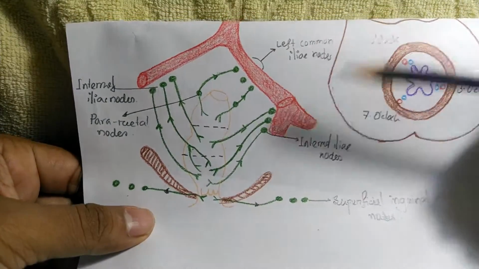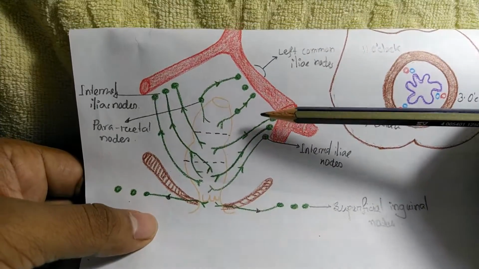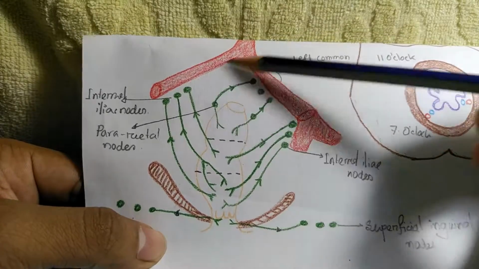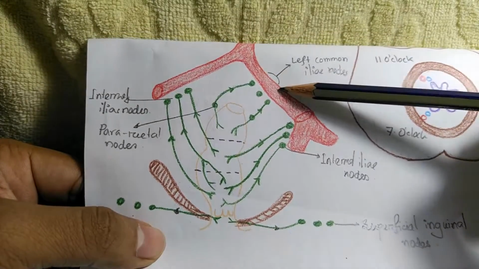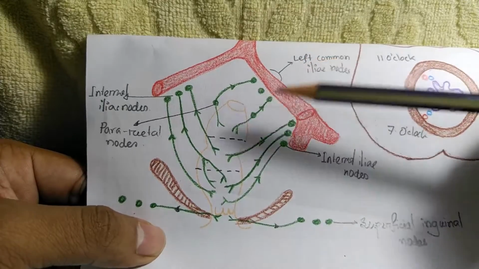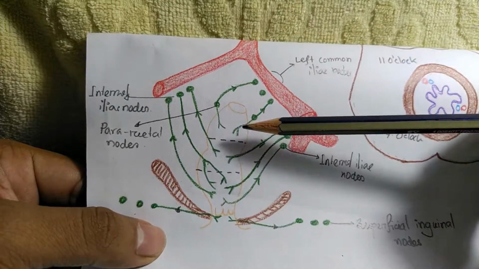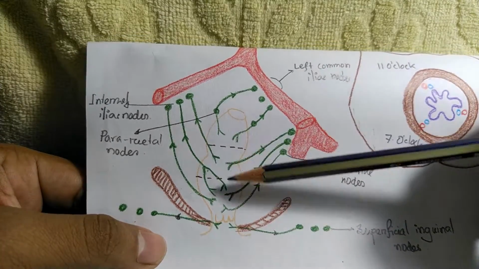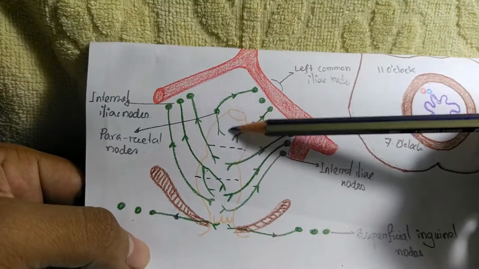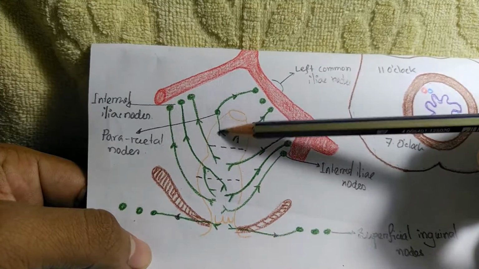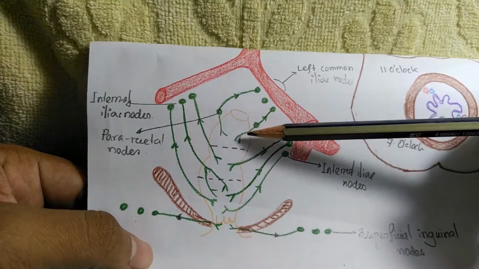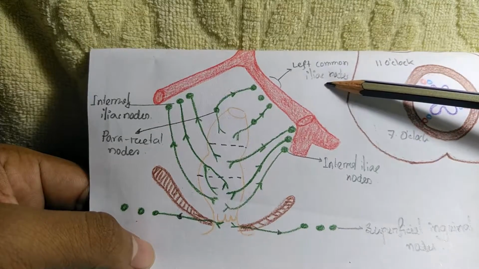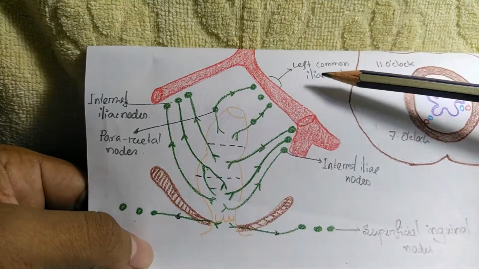Now the lymphatic drainage. Lymphatic drainage is very important for surgical importance. So this is the bifurcation of the right and left iliac artery, and this is the rectum. First, the rectum is divided into three parts: upper third, middle third, lower third. The lymphatic drainage of the upper third will ultimately drain to the left common iliac nodes. Okay, not right, this is left.